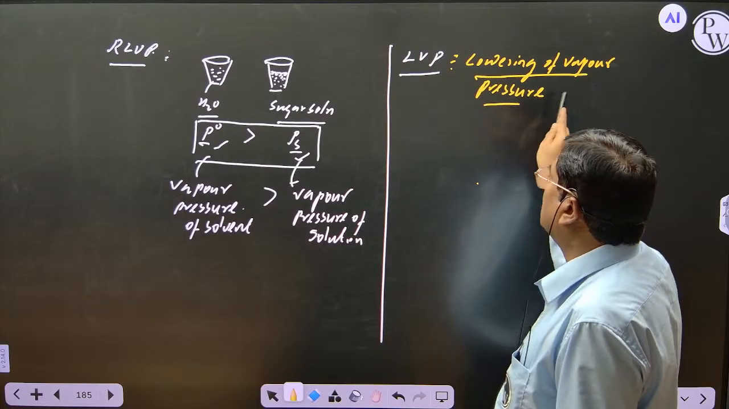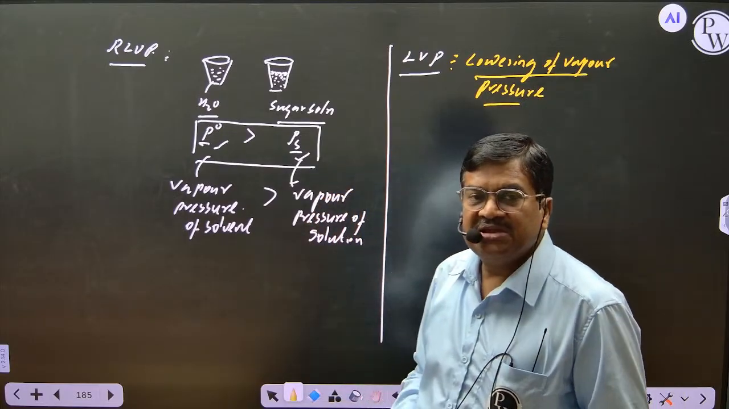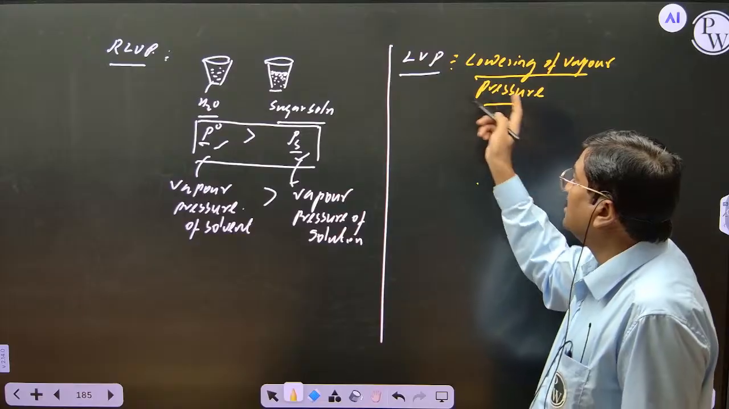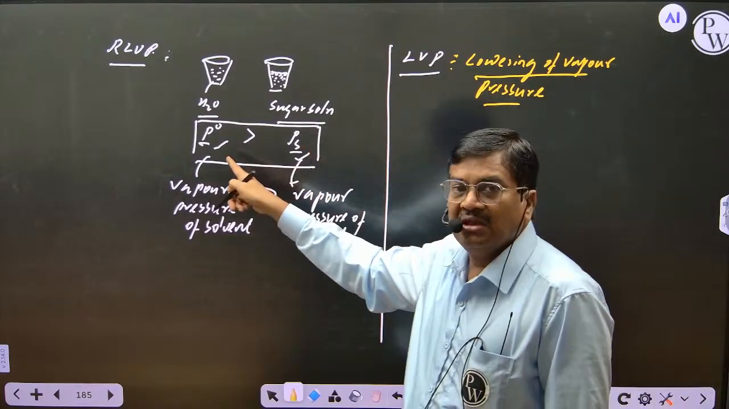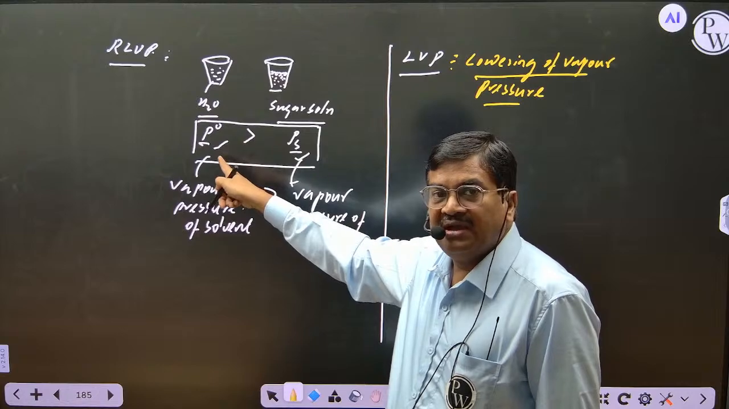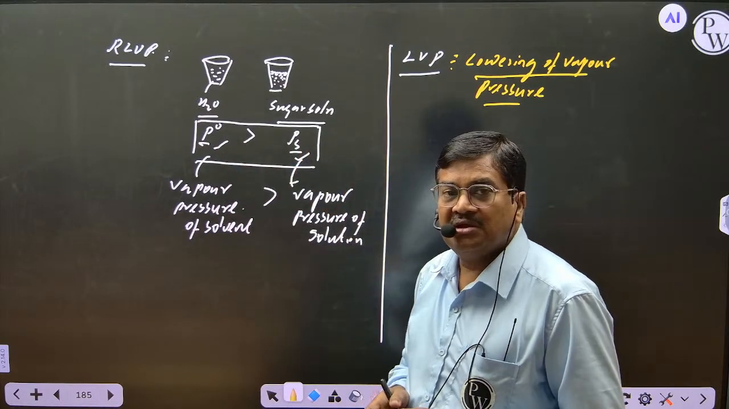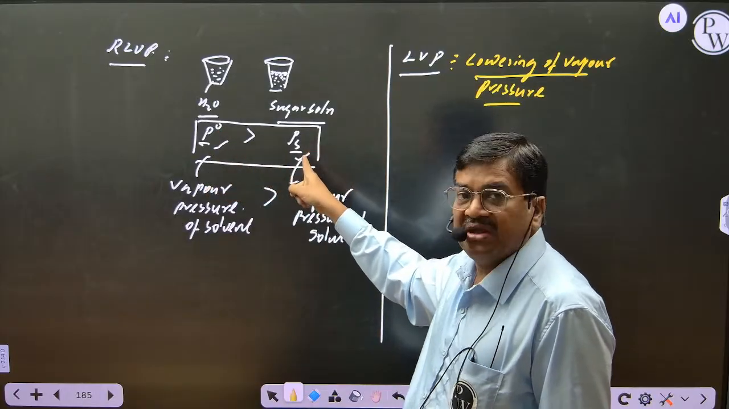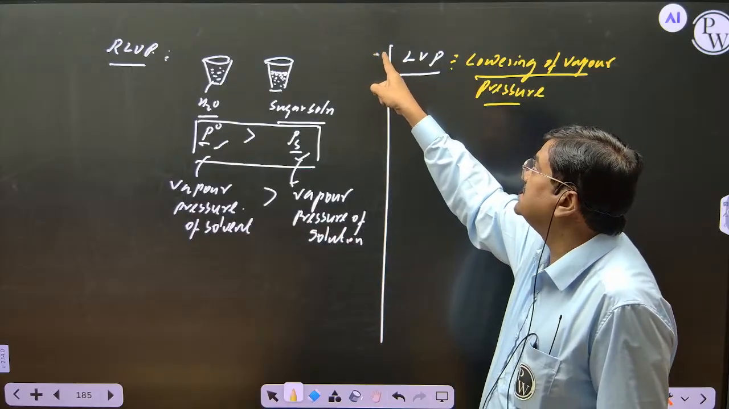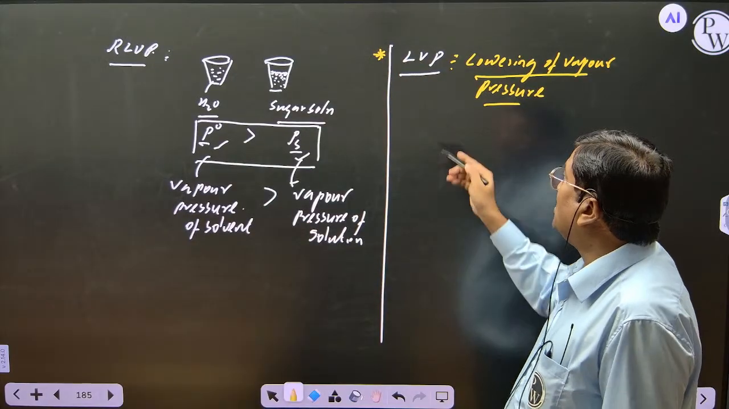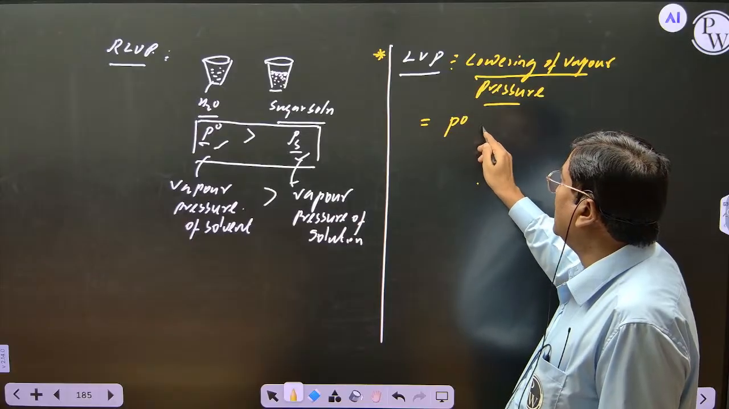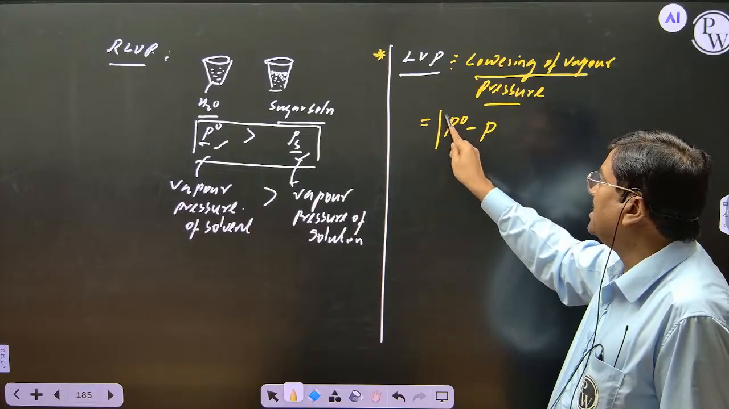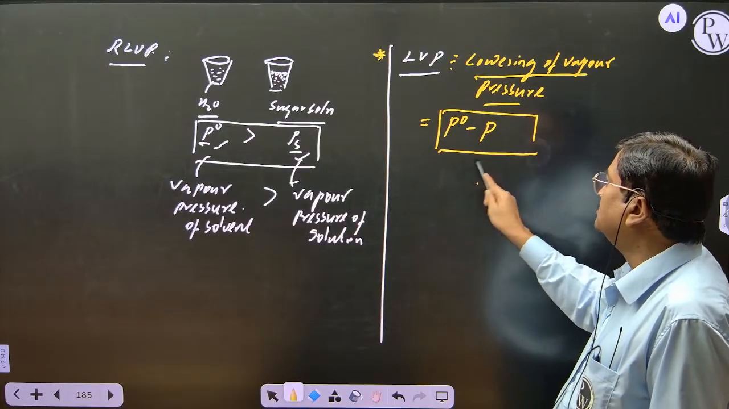Now tell me, students, how do we get lowering of vapor pressure? As we learned, between solvent and solution, whose vapor pressure is more? Solvent is more, no? Solution is less. Then how do we get lowering of vapor pressure? It is the difference between the vapor pressure of the pure solvent and the vapor pressure of the solution. Understood? So when we take the vapor pressure of the pure solvent minus the vapor pressure of the solution, that will give what, students? LVP. Hence what do we define for LVP? P naught minus P. That means it is the difference between what and what? Vapor pressure of the pure solvent and that of the solution.